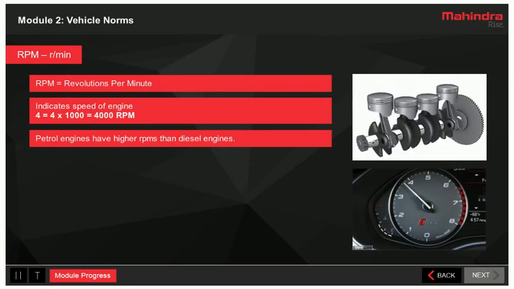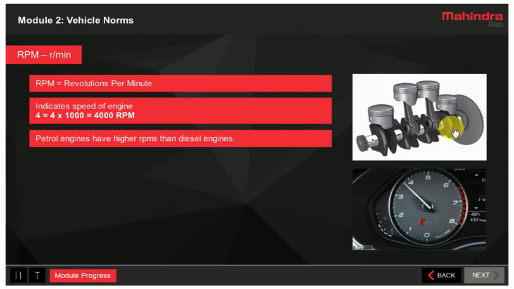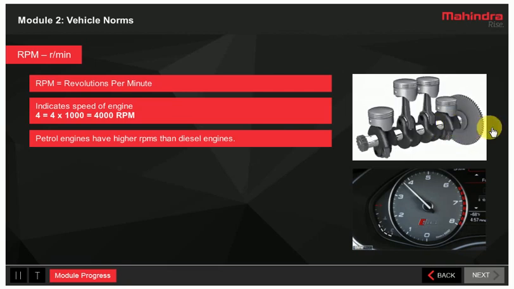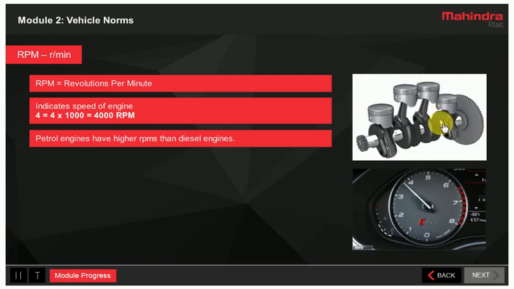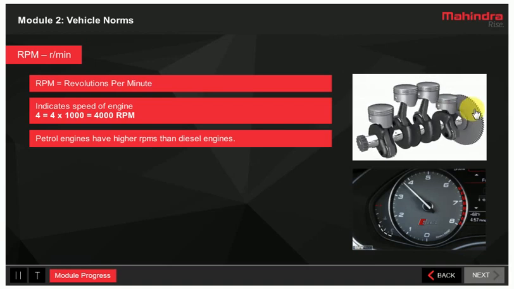The full form of RPM is revolutions per minute. It indicates speed of engine or the speed at which the crankshaft rotates. The RPM meter shows the speed of the engine in 1000 revolutions per minute. If the pointer is pointing at 4, it indicates 4000 revolutions per minute. Petrol engines have higher RPMs than diesel engines.